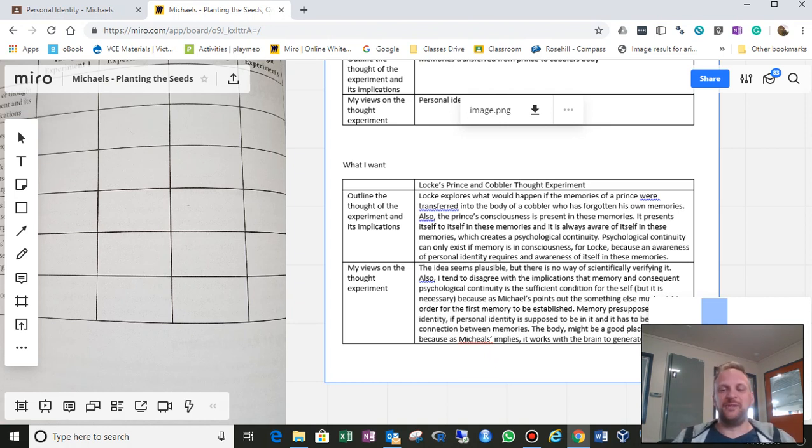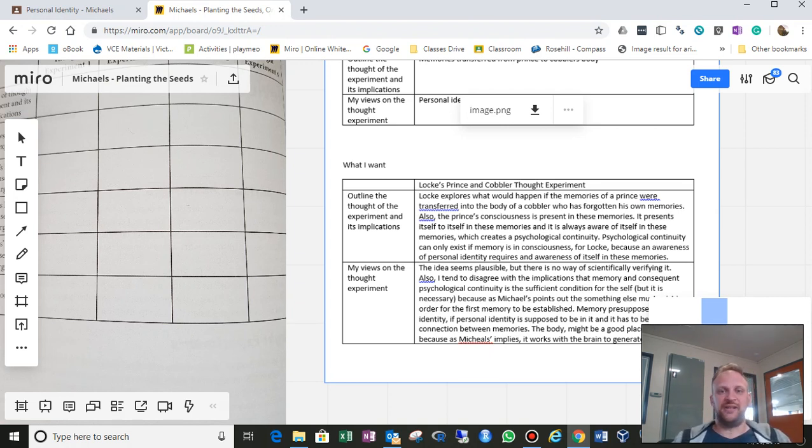Now I'll show you what I mean by that. If I say outline the thought experiment and its implications, I'd expect you to write something like this. And I deliberately put these responses in there without proofreading them to show you that they are nothing but a stream of consciousness kind of response. You just write down all the ideas that occur to you immediately and you use them as a tool for thinking. And when you're actually doing your practice SACs and your actual SAC, you'll be able to refer to it and say, oh yeah, well, I wrote down these ideas. Maybe I should refine them a bit and put them in my response.